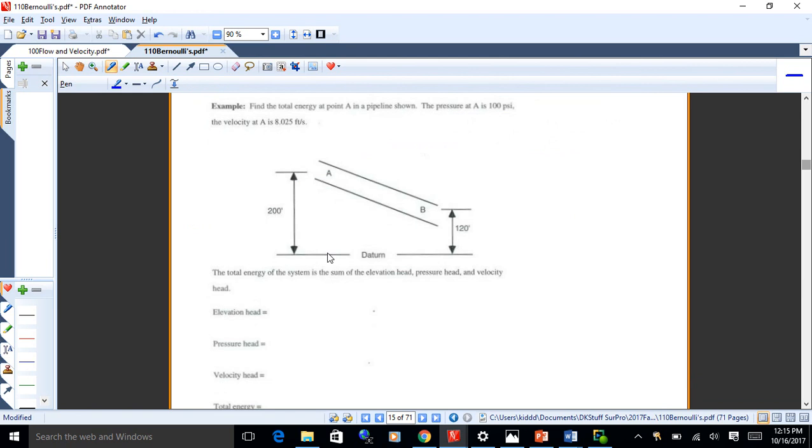So let's say we've got a pipe up there, and it's got some known conditions at point A. So at point A, the surveyors have been up there, so we know that it's 200 feet above sea level. We've got a pressure gauge in there, and we know the pressure gauge reads 100 psi. And we also know the velocity at point A is 8.025 feet per second. Okay. Let's figure out how much total energy we've got there.